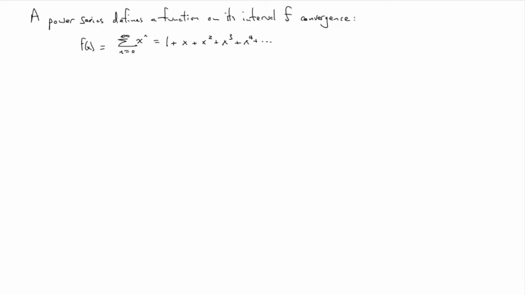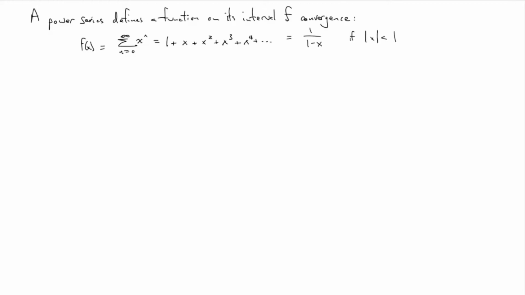And depending on the value of x that you plug in, you may or may not get a value out. But if you pick some value of x in the interval of convergence of this power series, then you do get some number. And so you can think of this as a function whose domain is the interval of convergence of the power series. In this particular power series we've seen before, this is the geometric series. We've replaced the r's with x's.